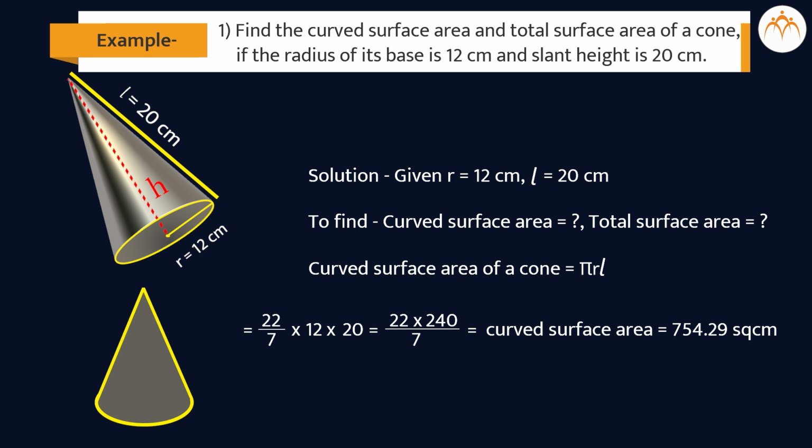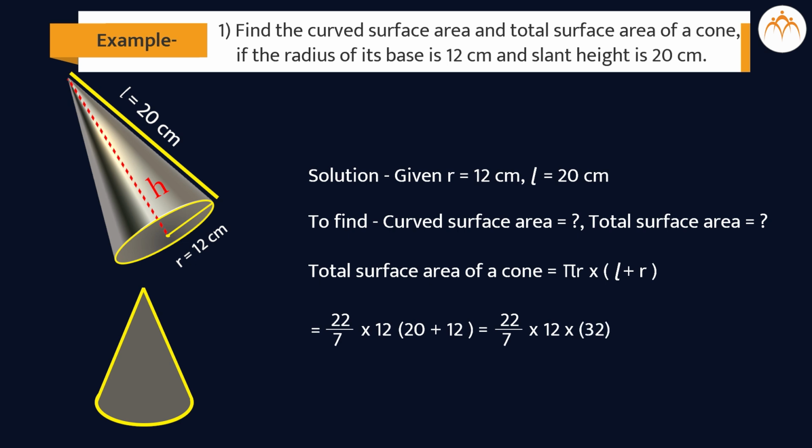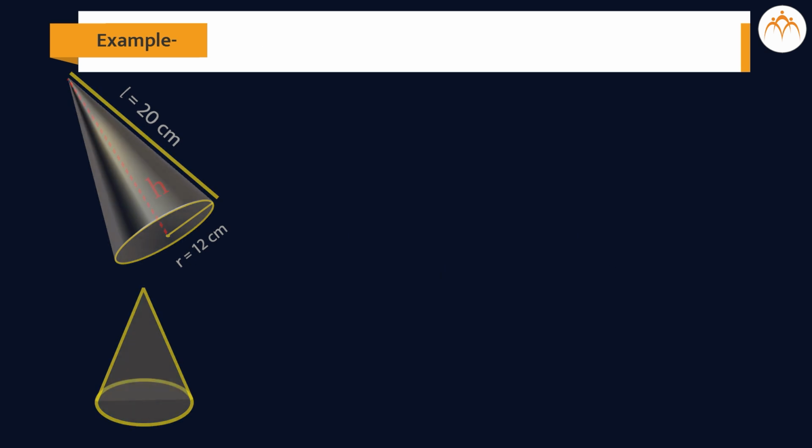754.29 square centimeter. Total surface area of a cone is equal to pi R into the bracket L plus R is equal to 22 by 7 into 12 into the bracket 20 plus 12 is equal to 22 by 7 multiplied by 12 into 32 is equal to total surface area is equal to 1206.86 square centimeter. Second example.